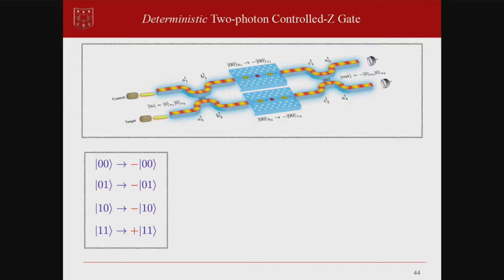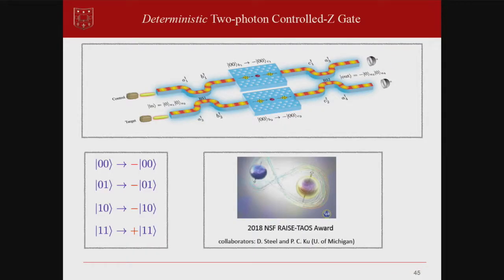Then for this setup, if you send in the four states, again, zero means on-resonant photon, and one means off-resonant photon, then they will be mapped into these four states with exactly the property that people need for a two photon controlled phase gate. So this is the first time that people can come up with a deterministic, high fidelity, two photon controlled phase gate. We proposed this last year, and for this work, we won the NSF RAISE Award last year. This work is in collaboration with Duncan Steel and PC Koo at the U of Michigan.